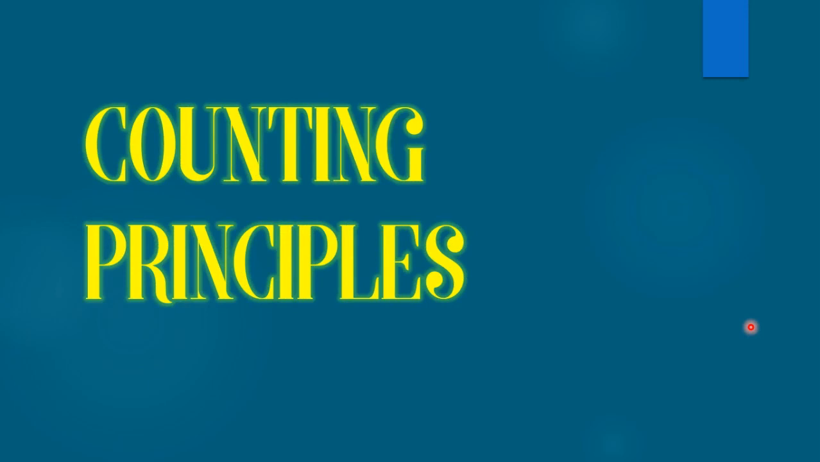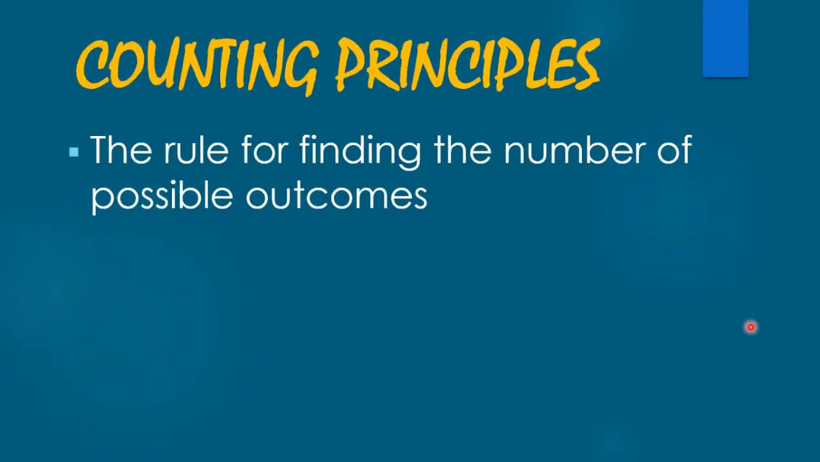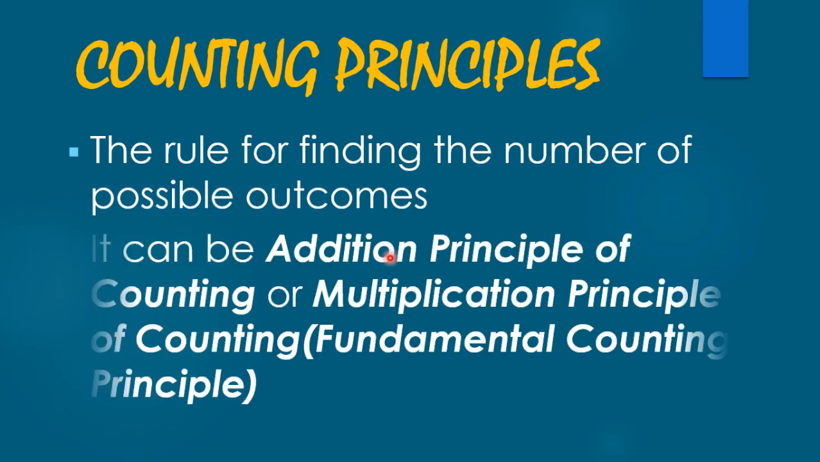Counting principles. Counting principles refer to the rules for finding the number of possible outcomes. It can be the addition principle of counting or the multiplication principle of counting, which is also known as the fundamental counting principle.